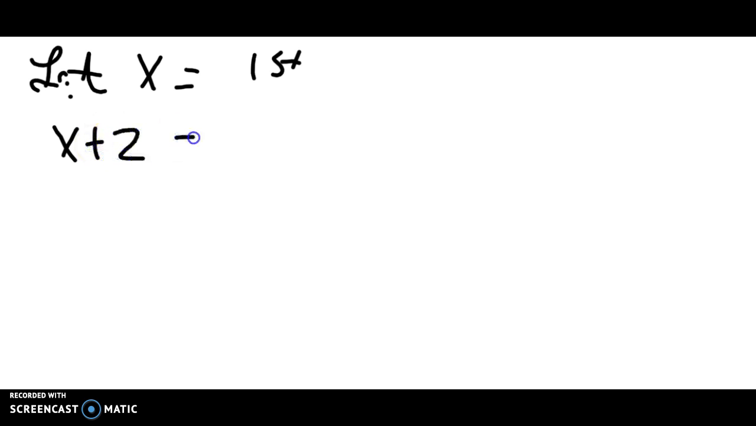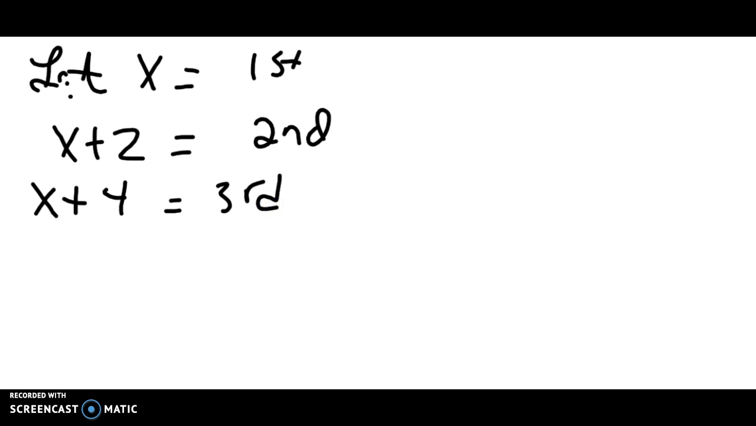Find 3 consecutive odd integers. So let's do that first. So we're going to say let x equal the first. Since they're odd, we've got an x plus 2 to get to that next number. So that's your second number. And then x plus 4 is our third.